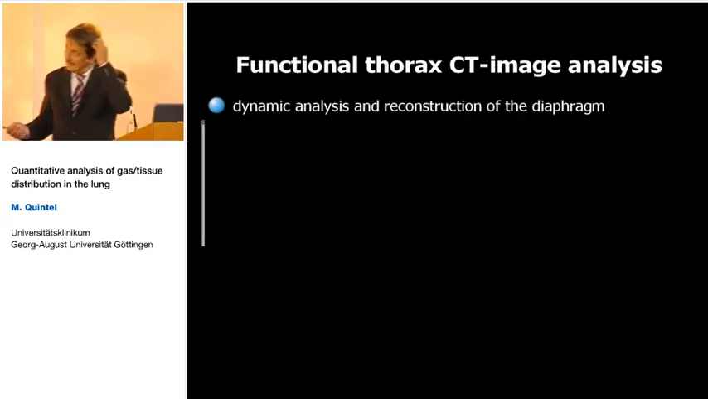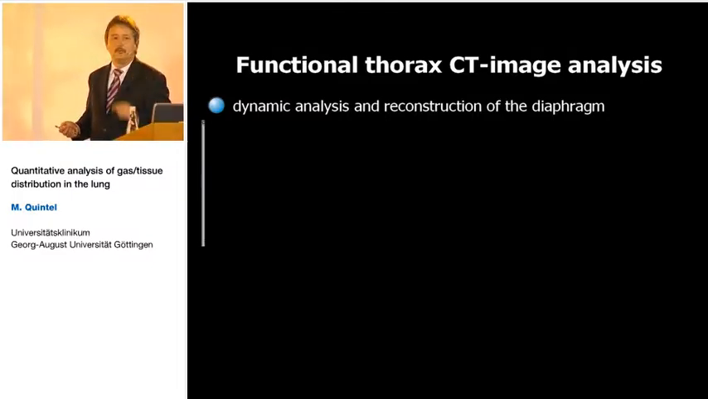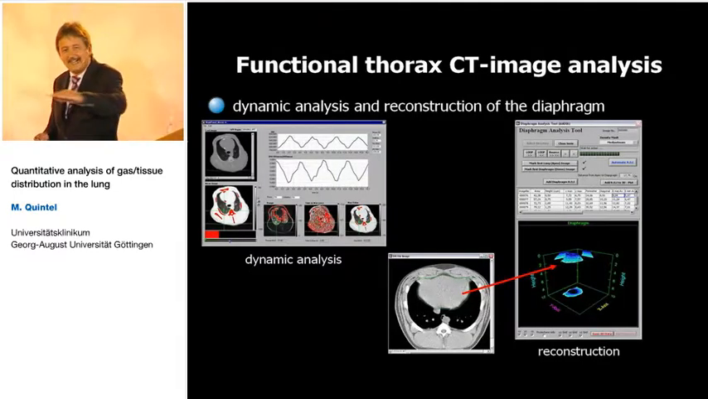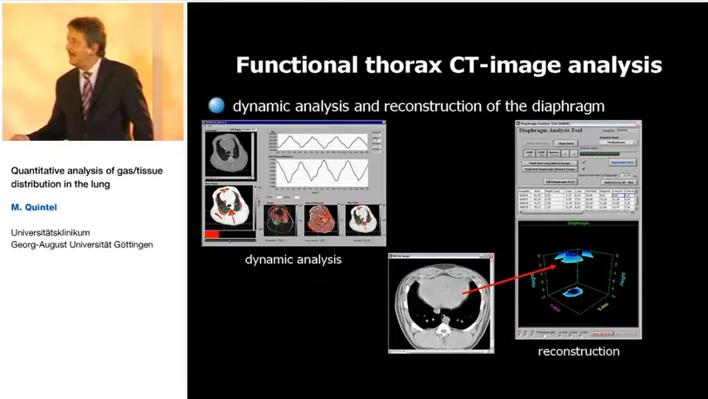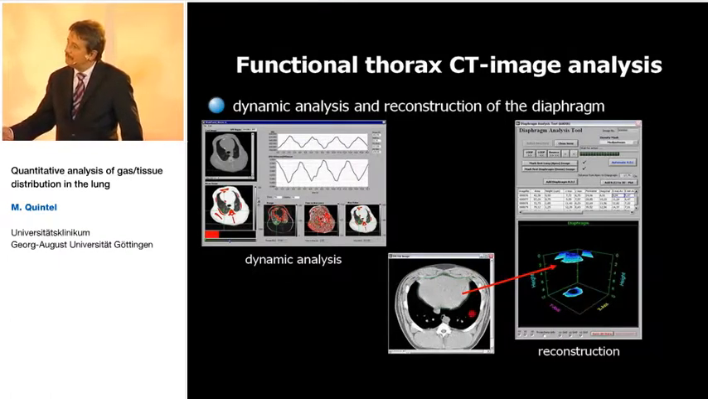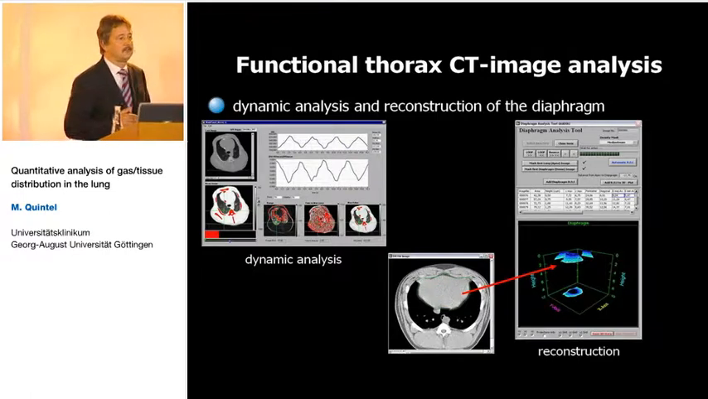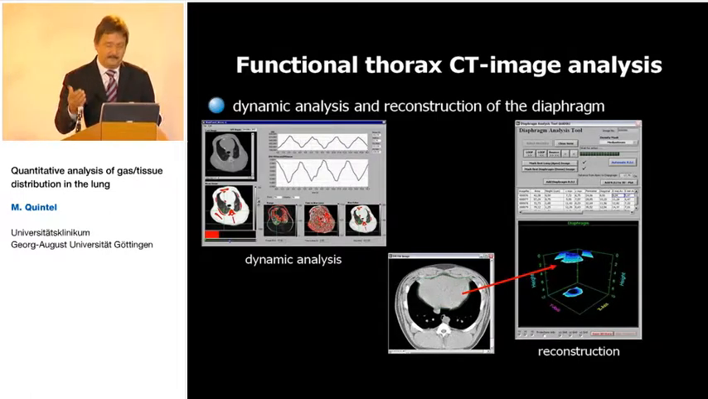What we can do additionally is dynamic analysis and reconstructions, for example, of the diaphragm. We developed a special tool which allows us, if you go slice by slice through the lung and look at the boundaries of the diaphragm, to reconstruct the shape of the diaphragm through the slices.